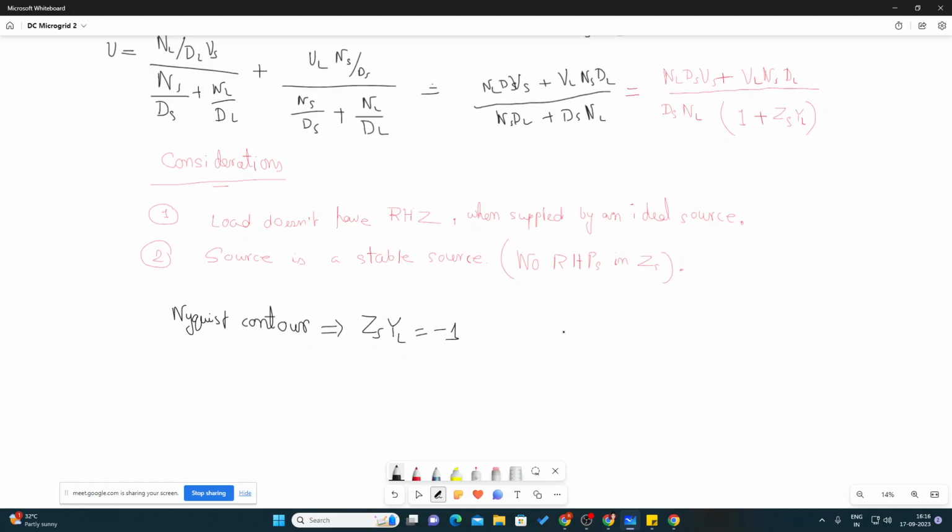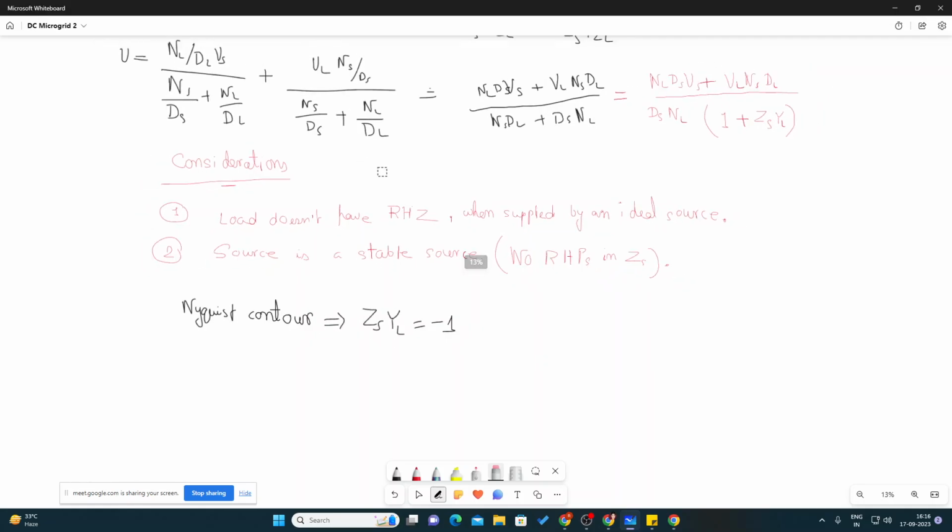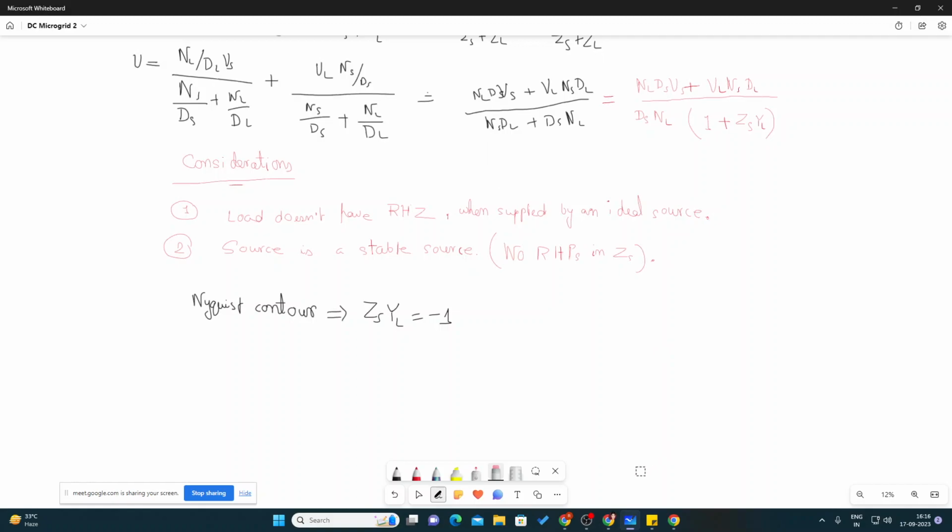In case of the Nyquist criterion, what we had is GH equals -1. So around -1, how many rotations is it making? That gives us the Nyquist criterion. In the same way, if we take ZS into YL and see how many times it is rotating around the -1, 0 point, we will get the stability criterion for any electrical system in terms of the Middlebrook criterion.